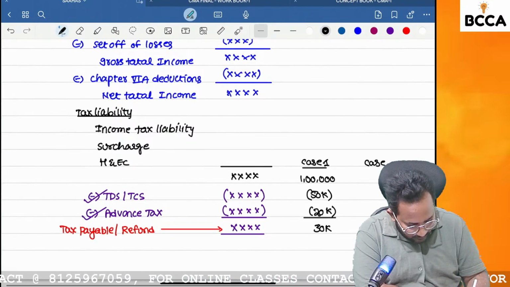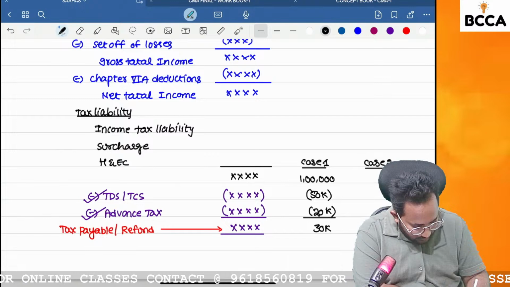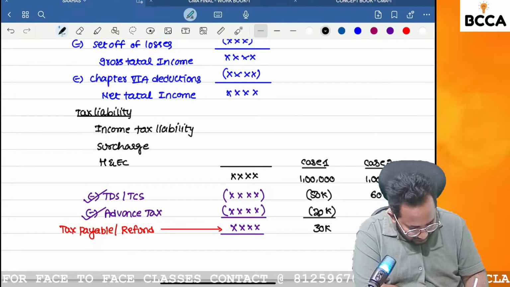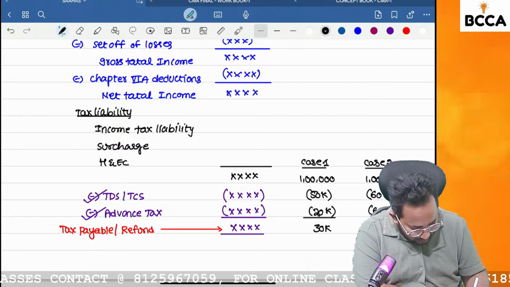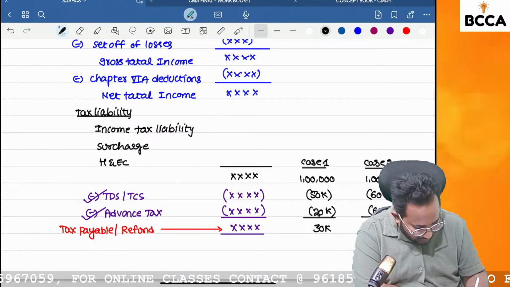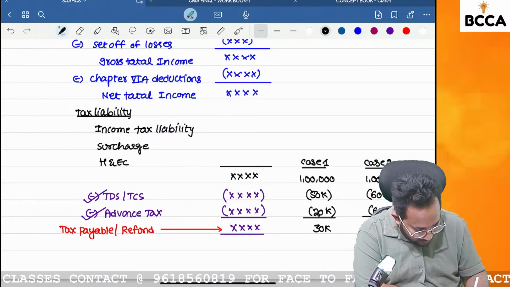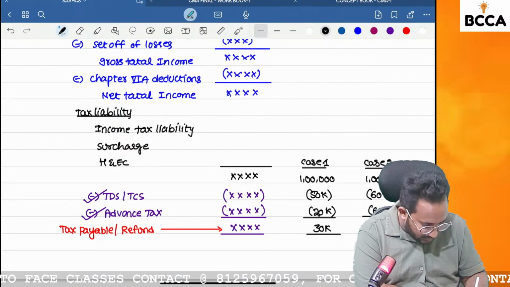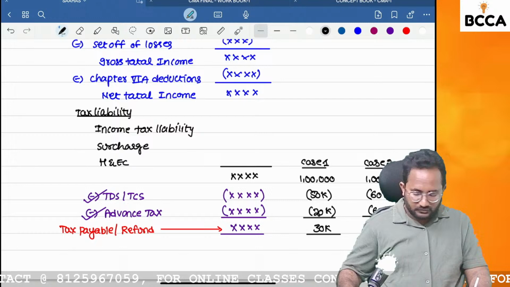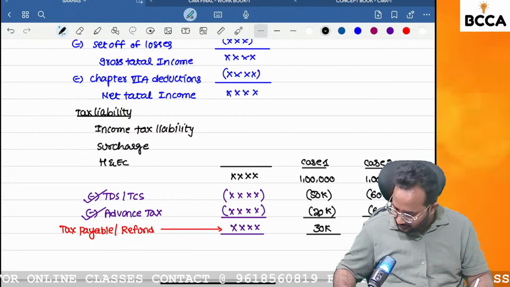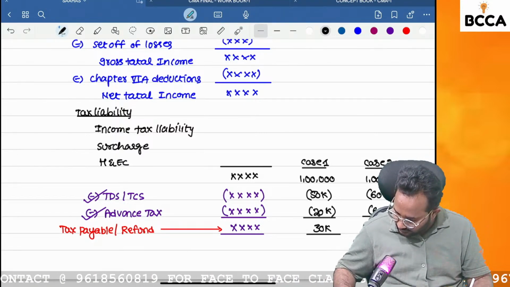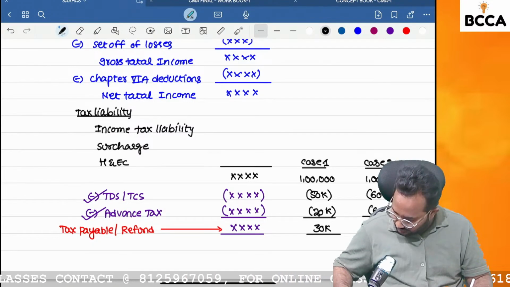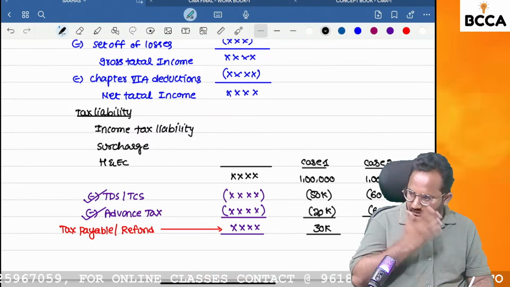Case 2. 1 lakh same. 60,000 as TDS already paid. 60,000 as advance tax already paid. Can you tell me how much amount of refund you will get? 20,000. Are you understood up to now? All of you?